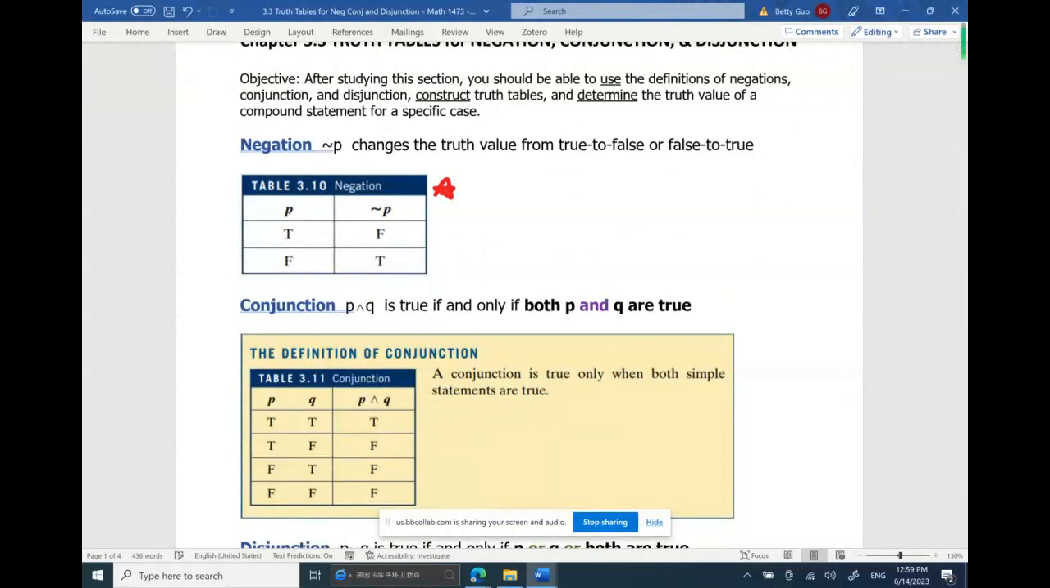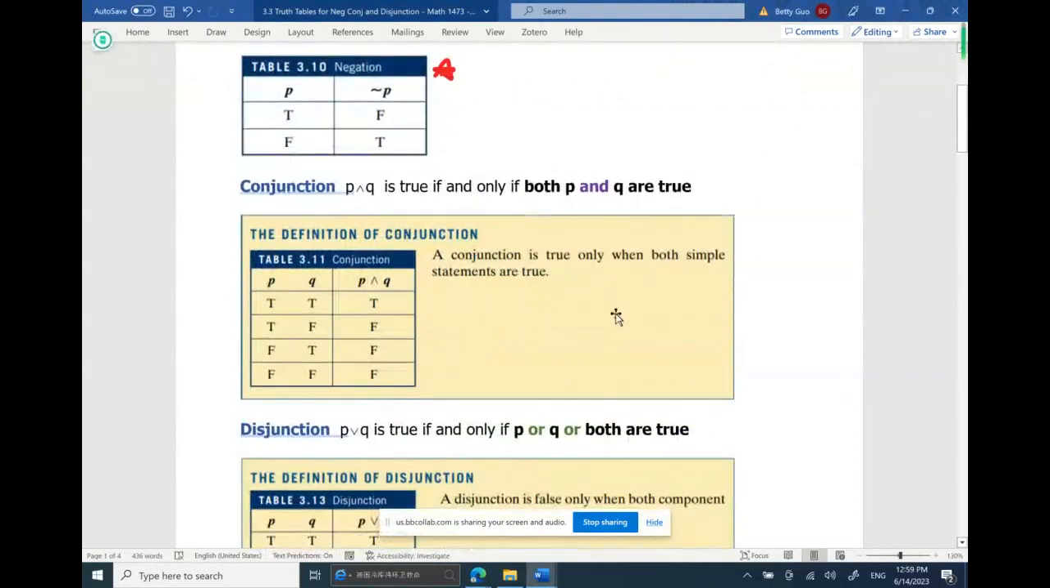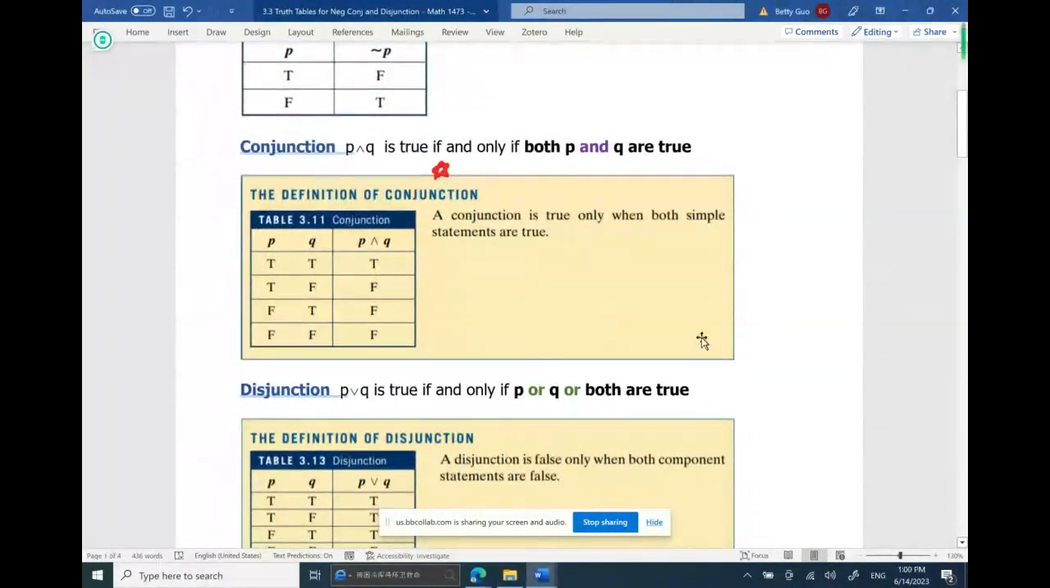Very important. And the second one is the truth table for conjunction. One sentence you must remember is, for a conjunction to be true, both of the two component statements have to be true. That means in order for P and Q to be true, both P and Q must be true. Even just one of them is false, then the conjunction is false.